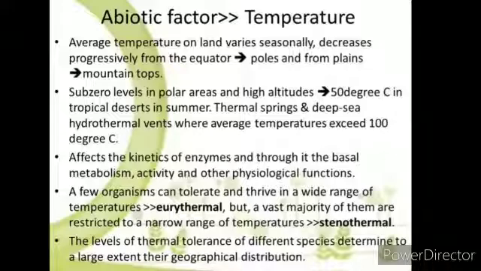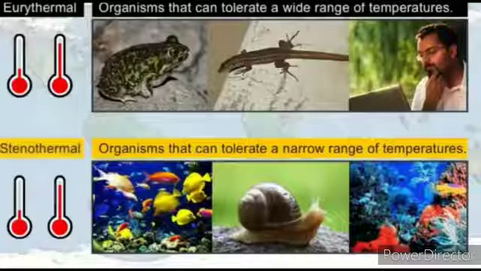A few organisms can tolerate and thrive in a wide range of temperature. They are called eurythermal, but the vast majority of them are restricted to a narrow range of temperature. Such organisms are called stenothermal. The levels of thermal tolerance of different species determine to a large extent their geographical distribution. In recent years, there has been growing concern about the gradually increasing average global temperature.